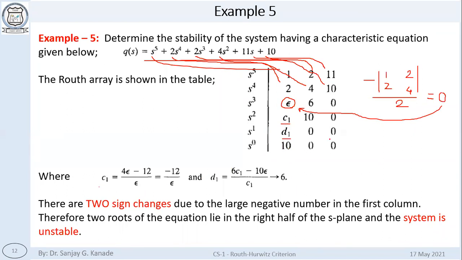So c1 is, for calculating c1, what is it? 2 epsilon 4 and 6, divided by epsilon. So what do we get? 4 epsilon minus 12 divided by epsilon. So this is that value. Similarly, d1 is calculated. d1 comes out to be 6. We are not at all interested in the value. We are interested in the sign.